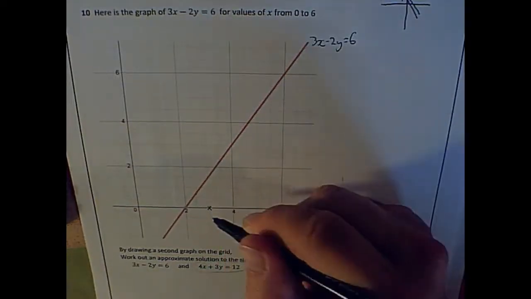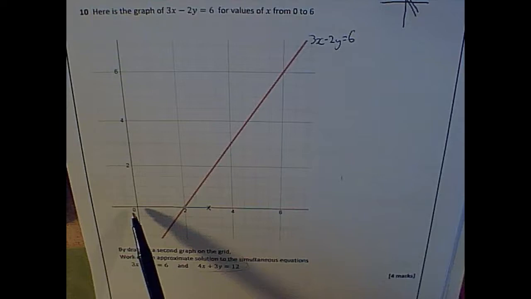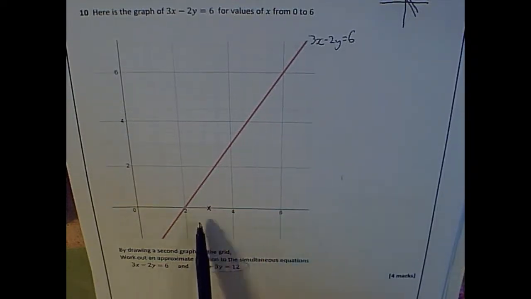So I know this will go through 3 here. Why does it go through 3 here? Let's just try to make that clear. It's because 4 times 3, if x was 3, would give me 12. And then, because y is 0, I'm getting nothing from the y. So plus 0 equals 12. So that fits.